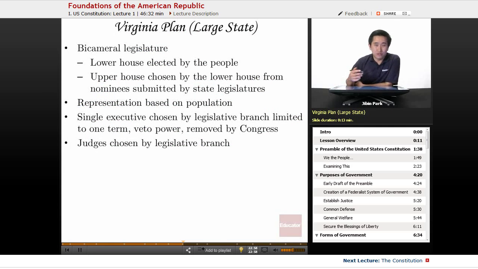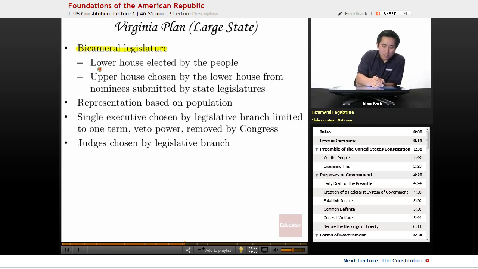So the Virginia Plan. When they came up with this, these were the basic ideas the Virginia Plan thought up to correct the defects of the Articles of Confederation. The big thing here was a bicameral legislature, which I went over in England. They had this bicameral legislature, the House of Lords and the House of Commons.